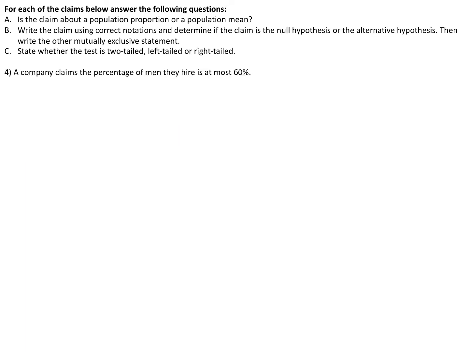Let's practice one more example. In example 4, a company claims that the percentage of men they hire is at most 60%. So first, let's make sure we understand that we're dealing with a population proportion, P, where the proportion of interest here is the percentage of men that this company hires.